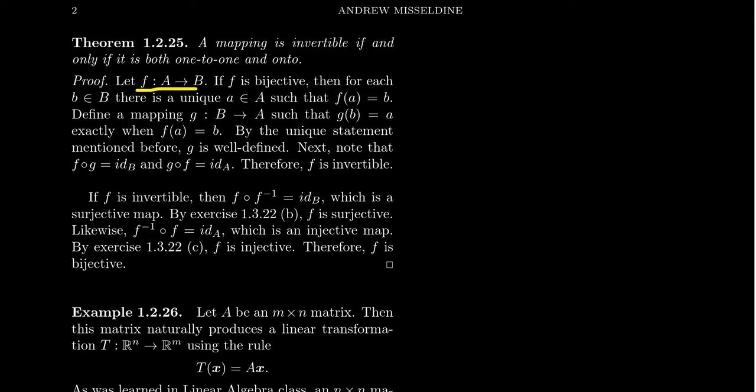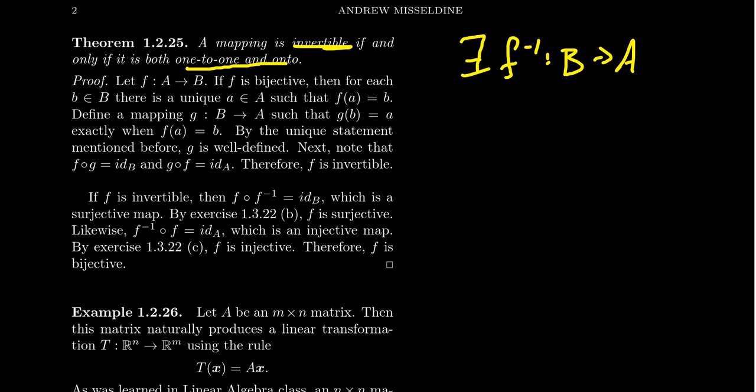So we're going to let f be our function and it'll go from A to B, its domain and codomain. And so let's assume it's bijective, bijective meaning one-to-one and onto. So we're making an assumption: our function is bijective, and then we have to show that it's invertible. What does invertible mean? It means that there exists some f inverse that goes from B to A. And it must be true that when you compose f with its inverse, you're going to get the identity map in either direction you go. That's what we're trying to show.